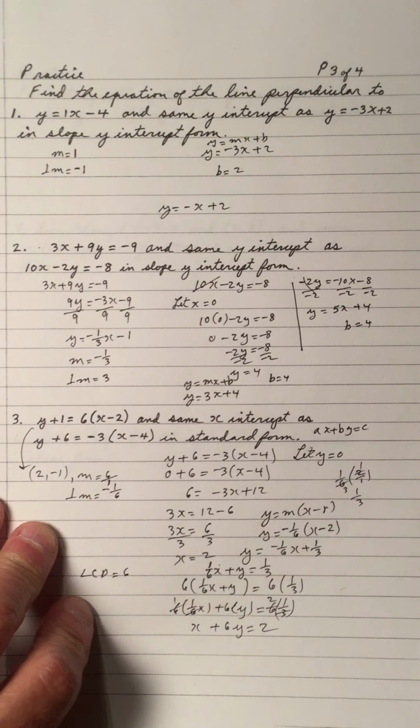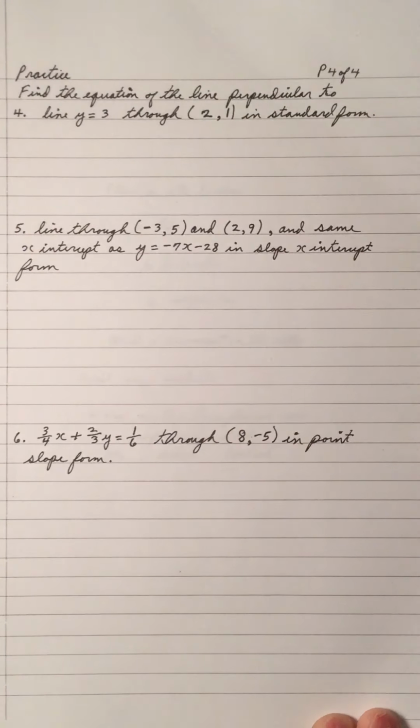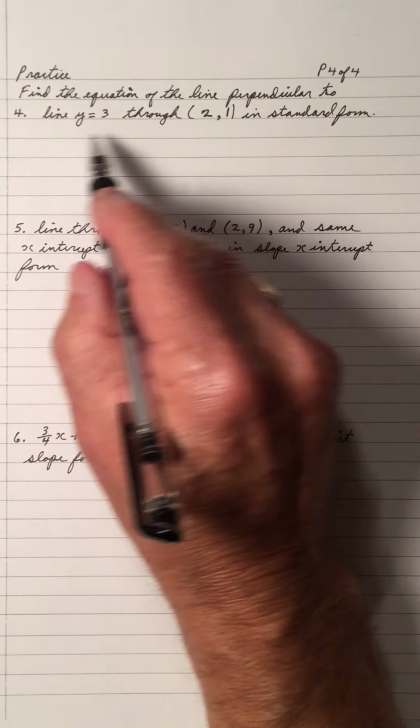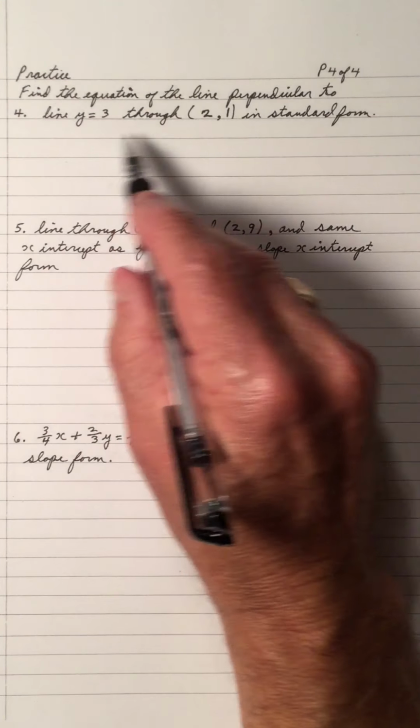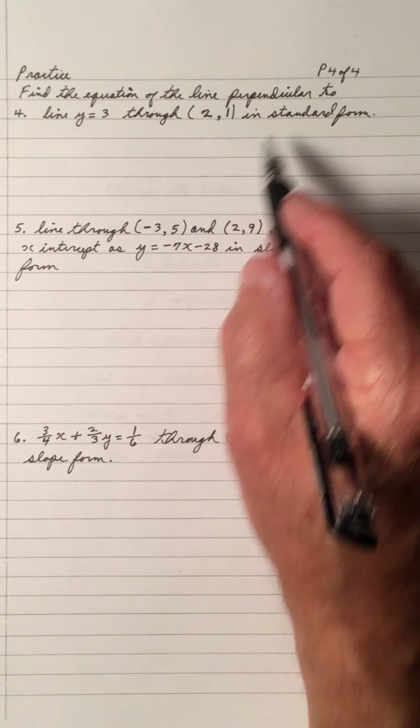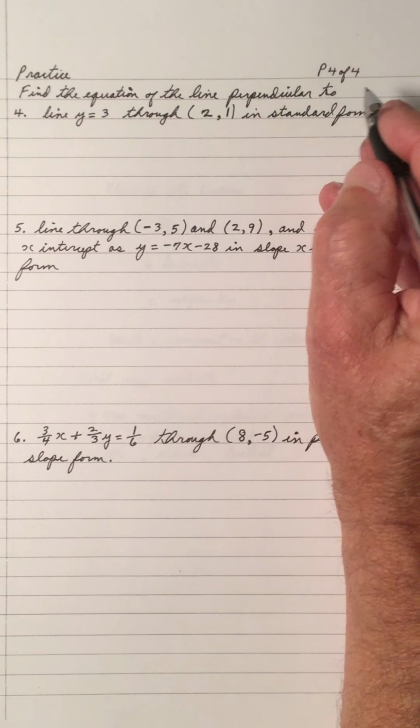Standard form, ax plus by equals c, where a, b, and c are integers, and a can't be negative. Practice. Again, pause the video and work out these. Do them one at a time.